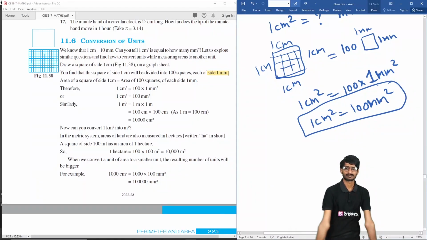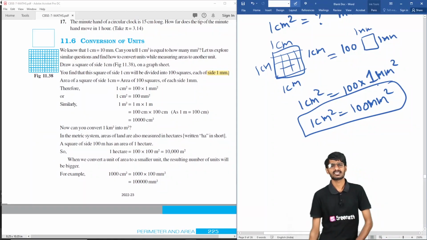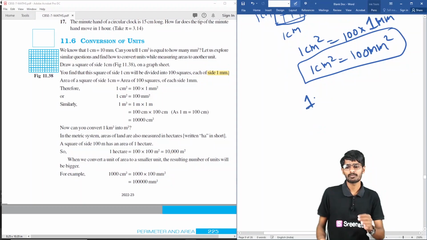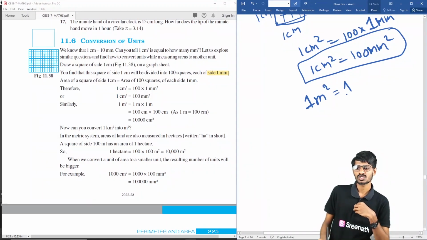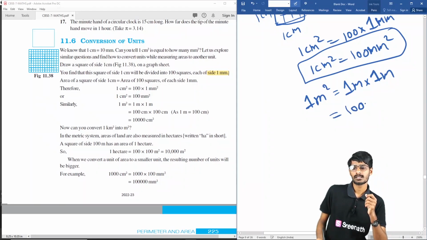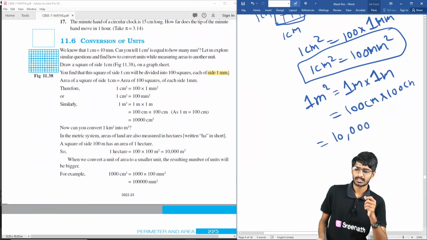Similarly, in the same way, this is the relation between centimeters and millimeters. What about 1 meter square, which is equal to 1 meter into 1 meter? 1 meter is 100 centimeters, so 100 centimeters into 100 centimeters, which is nothing but 10,000 centimeters square.